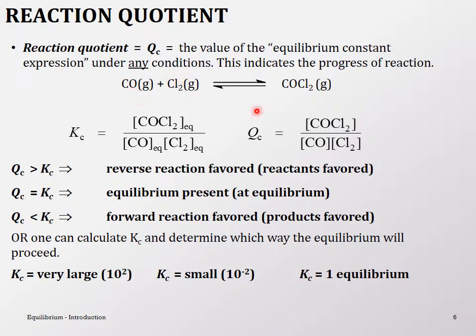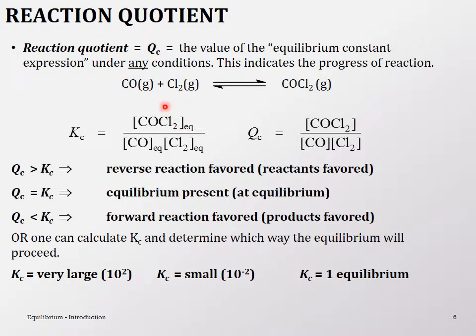Which means that if you have a reaction going on like this, you can take out a little sample from the reaction vessel, because remember the reactants and products are usually all together, and then you can calculate their concentrations and then calculate the Qc. From there, you can tell whether your reaction is progressing forward or backward, or where it is.